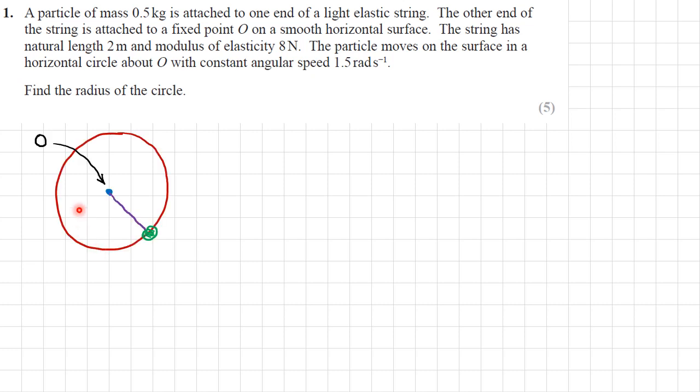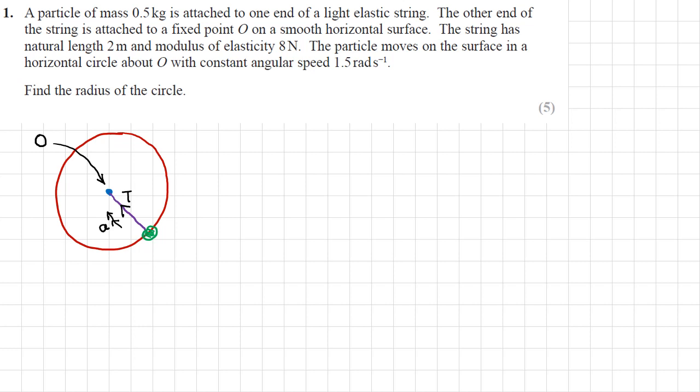So a diagram of what's going on. This is a view from the top. Here's the center O. This purple line represents the light elastic string, and this green circle represents the mass. So what we're going to have is the tension of the string acting towards the center, and we're also going to have the acceleration acting towards the center as well.